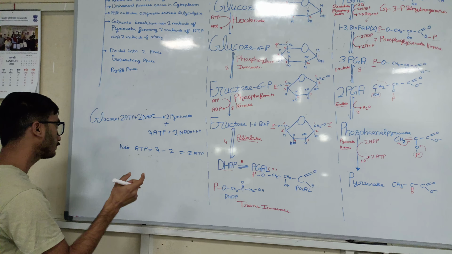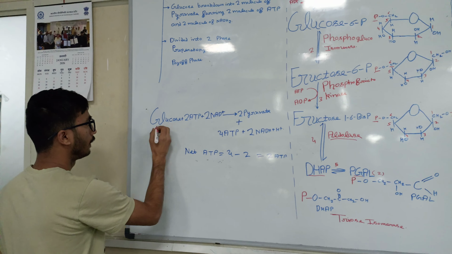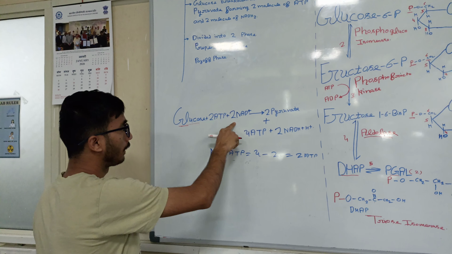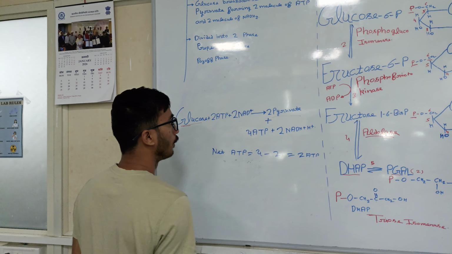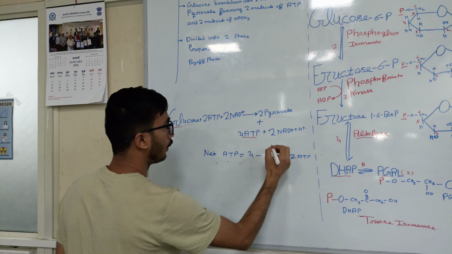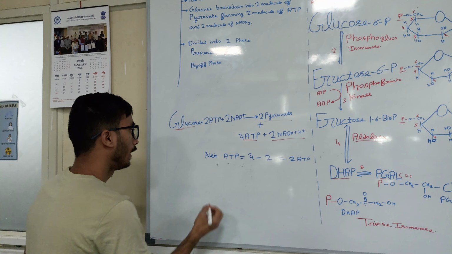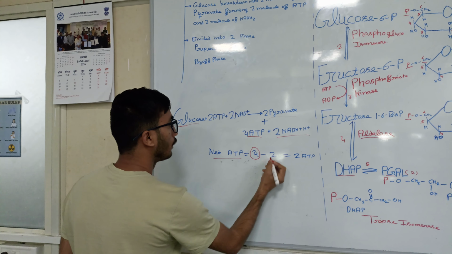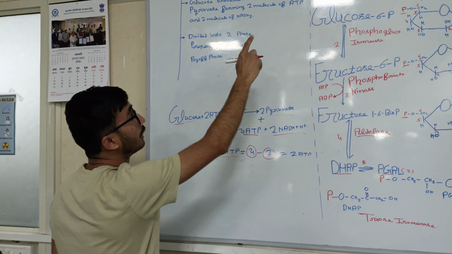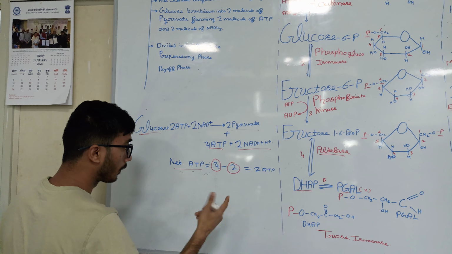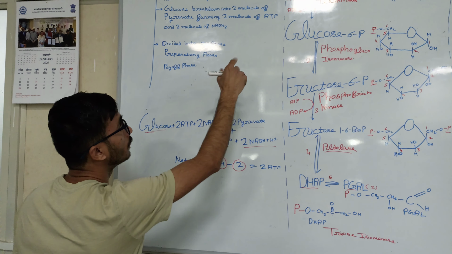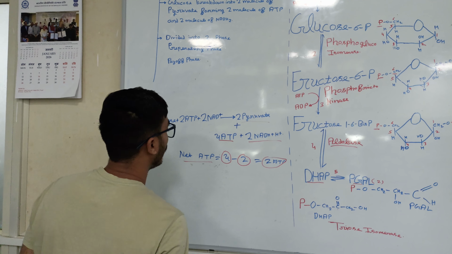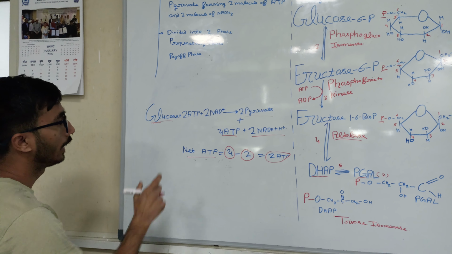And the total net reaction is: glucose, we utilize 2 ATP, we give 2 NAD plus, we form 2 pyruvate molecules, a total of 4 ATP is formed and a total of 2 NADH plus H plus formed. The net ATP is: 4 ATP are formed in the pay-off phase, and 2 we gave in the preparatory phase, so 4 minus 2, a total of 2 net ATP is formed in glucose breakdown, along with 2 pyruvate molecules.